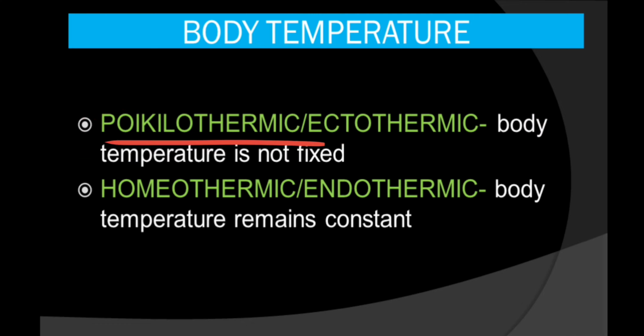In such animals you will see that their body temperature is not fixed. It varies with the change in the environment. So such animals in which the body temperature is not fixed are known as poikilothermic or ectothermic or cold-blooded animals. Right guys? Whereas in other organisms you will see their body temperature remains constant, meaning it does not depend on the environmental temperature. Such organisms are called homeothermic, endothermic or warm-blooded animals. Right?